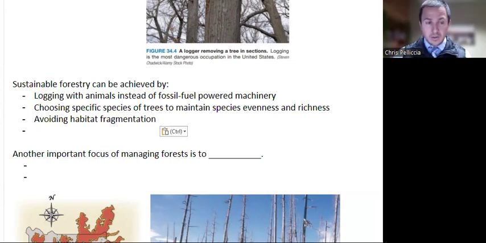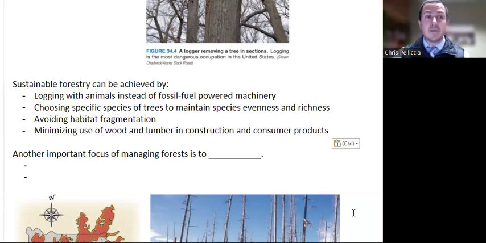And then finally, you could look for sustainable forestry, excuse me. You could look at minimizing the use of wood and lumber in construction and consumer products. In the United States, we build a lot of our houses out of wood. Wood and trees were plentiful in the early United States, and that created a culture of building wood-framed houses.